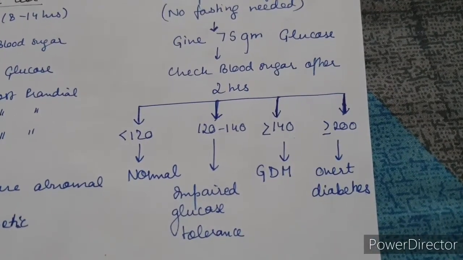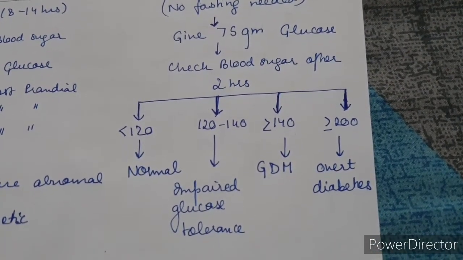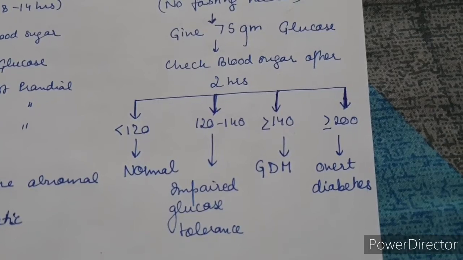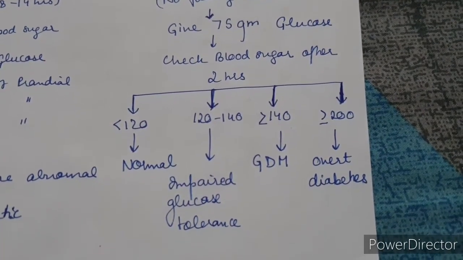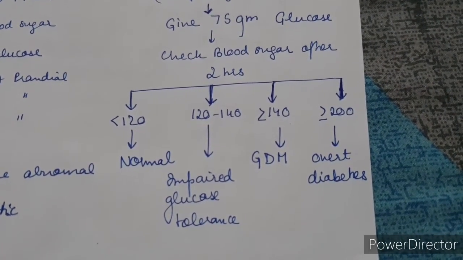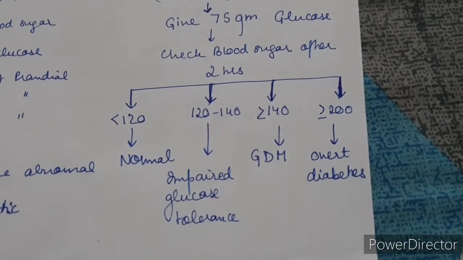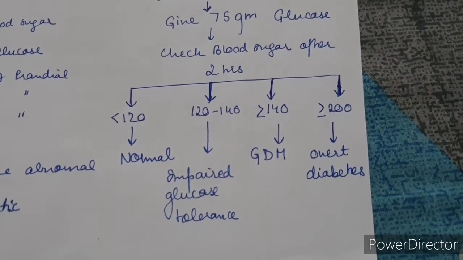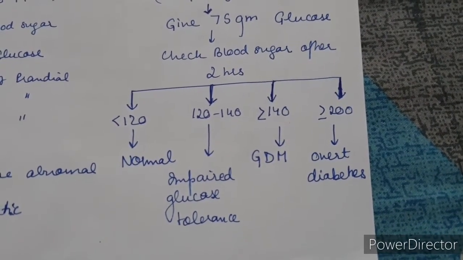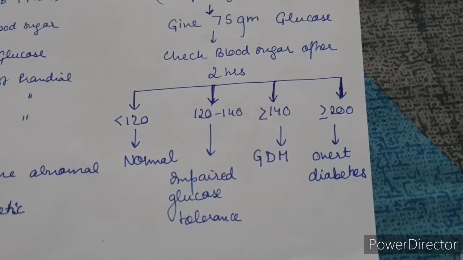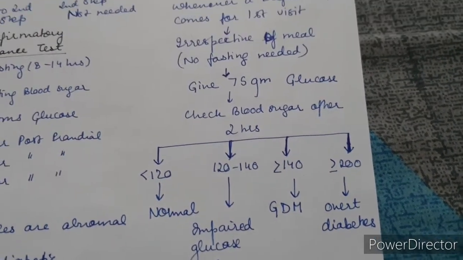So if the blood sugar after 2 hours is less than 120, then she is normal. 120 to 140, she is having impaired glucose tolerance. More than or equal to 140, then she is a case of gestational diabetes mellitus. And if it is more than or equal to 200, then she is a case of overt diabetes. So how beautiful is this one?